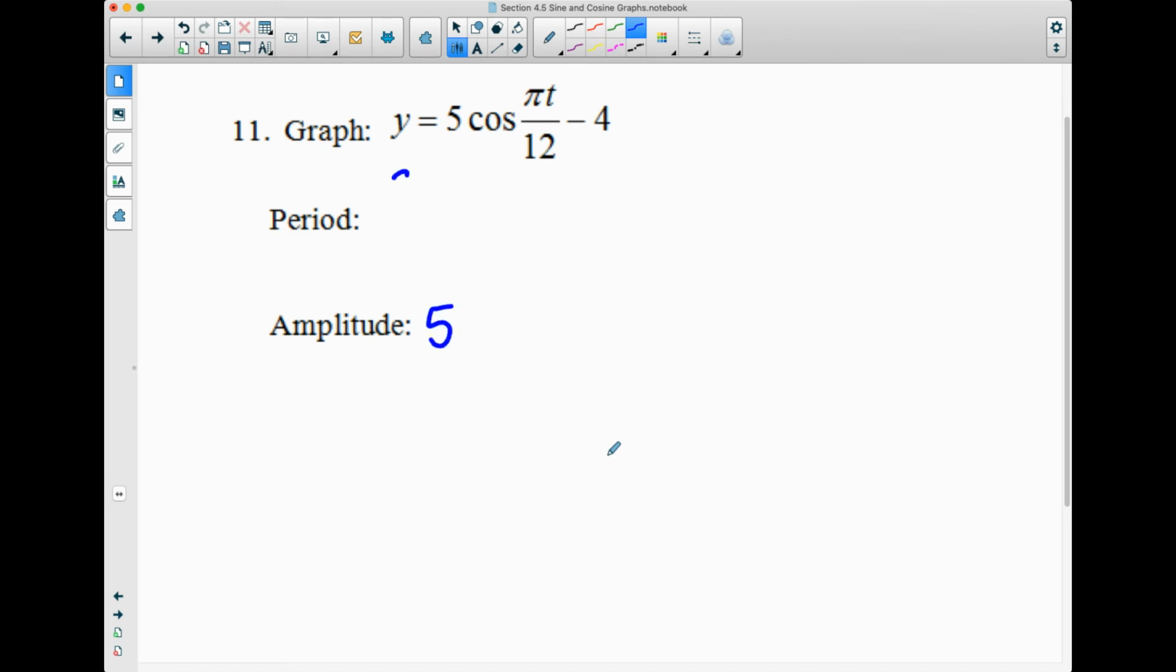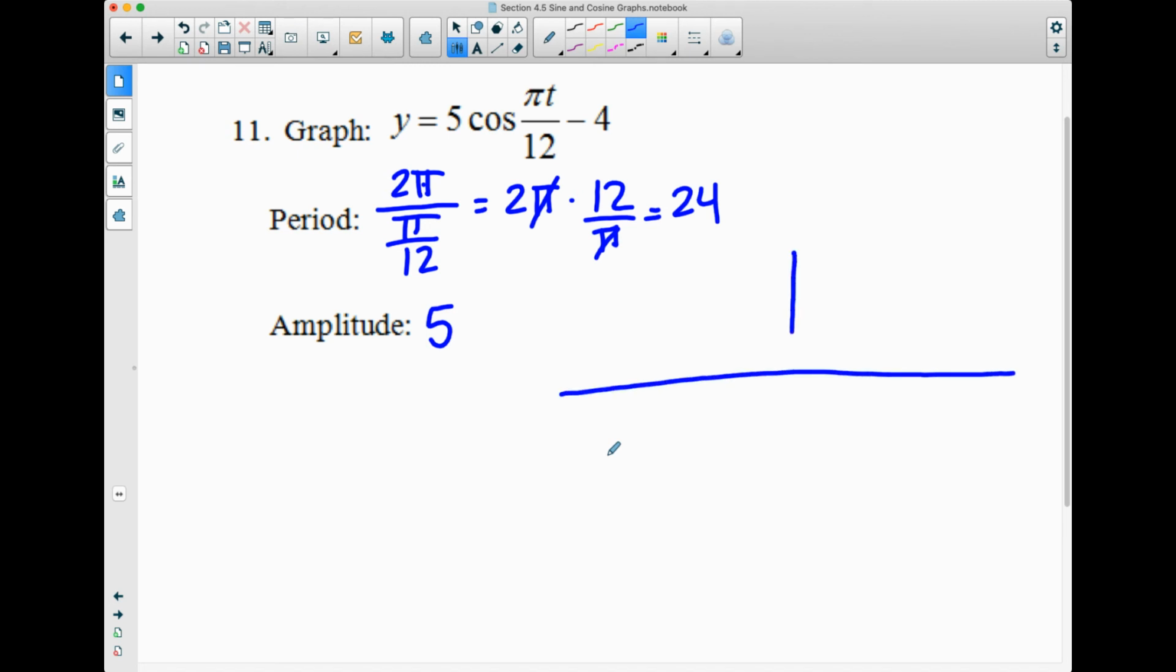Amplitude's 5. I take the period of the function. I get 2 pi times 12 over pi, which gives me 24. So if I have 24 divided by 4, that gets me going by 6. Now, if I wanted to write out my amplitude, naturally we would have done 5 and negative 5, but we're going to have to move the graph down 4. So it changes things a little bit differently.